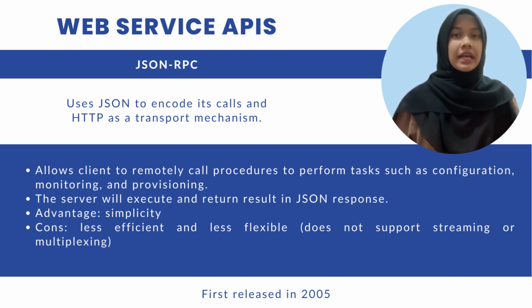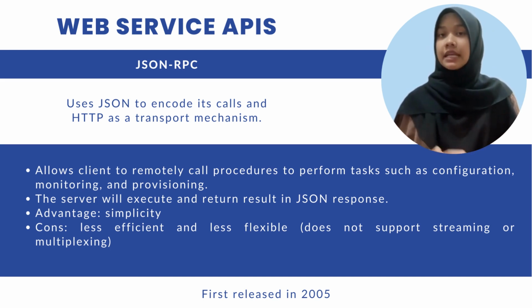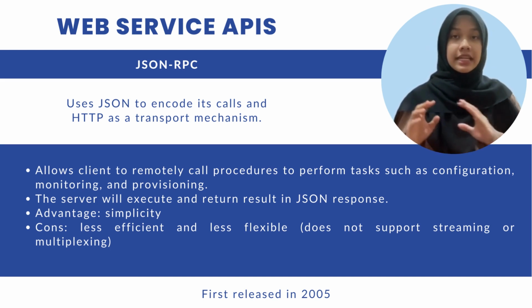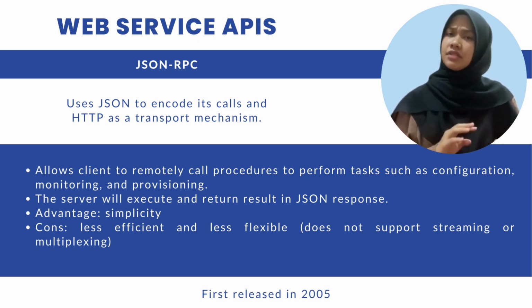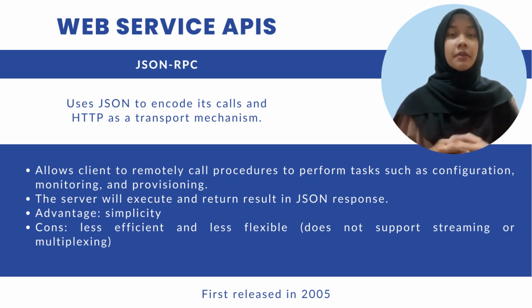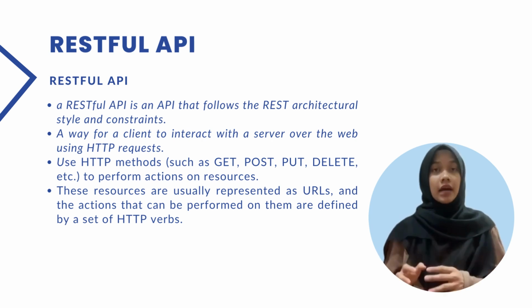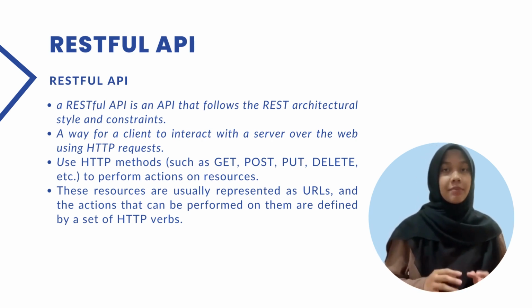XML response. The advantage of JSON RPC and XML RPC is that it is simple and easy to use, as it only requires basic HTTP knowledge and does not have a complex data model like some other APIs. However, it can be less efficient and less flexible than some other APIs as it does not support features such as streaming or multiplexing. Now, let's move on to a RESTful API.